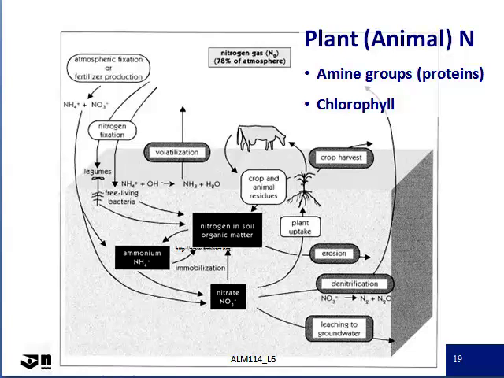Nitrogen can be obtained from plant residues breaking down and animal waste. This is in the form of amine groups or proteins and the nitrogen stored in the chlorophyll. Once nitrogen is released in this form, it enters into the soil organic matter. Here it can be converted to ammonium and nitrate, the forms that the plant can then uptake. However, it does need this conversion for it to be able to uptake this way.